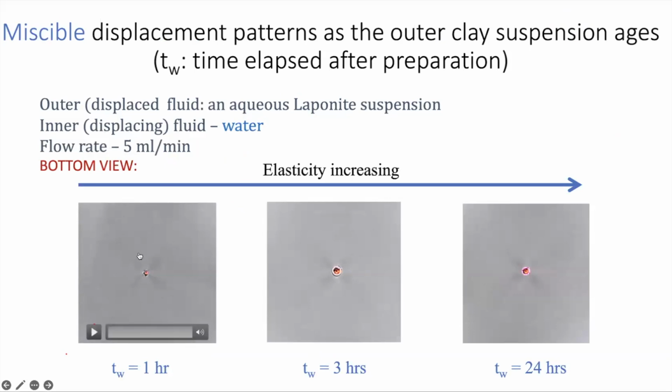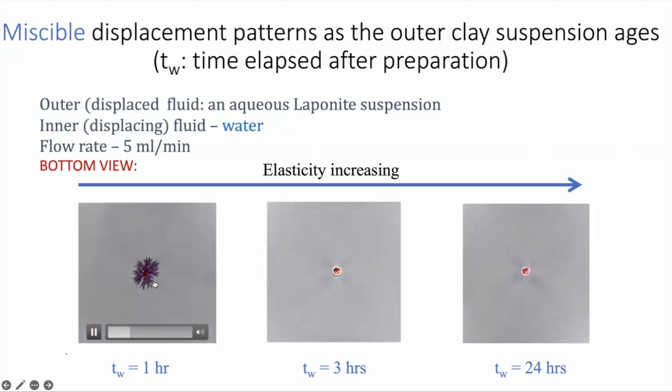This gray thing that you see here is the clay in the Hele-Shaw cell, but you're seeing it from the bottom because that's where the camera is. I'm going to first show you what happens when dyed water invades the clay. This is what I'm going to call miscible displacement. Let me just play this. The water is going to be injected at a constant flow rate of 5 ml per minute. And this is what we see.